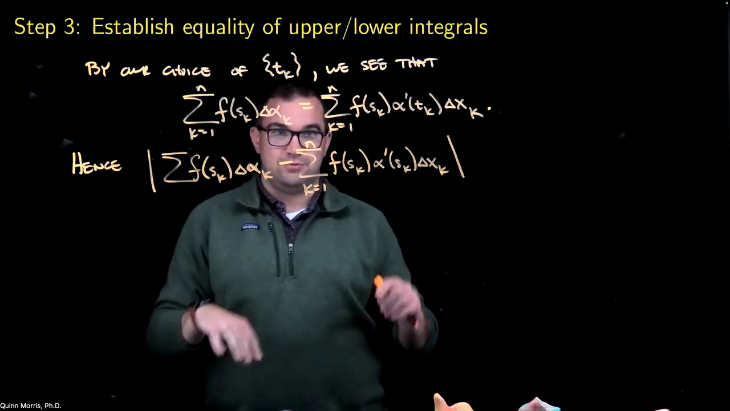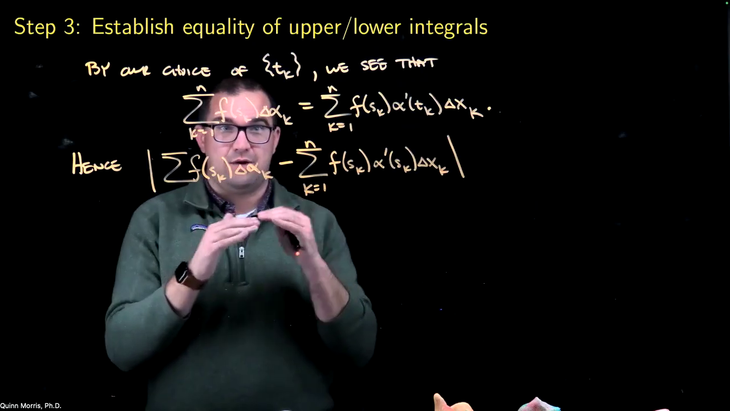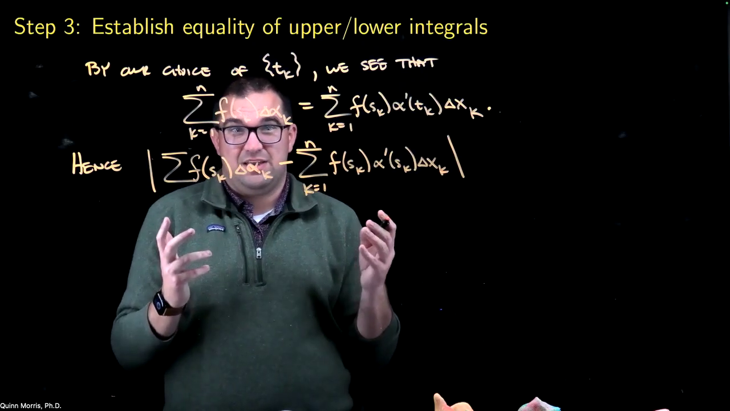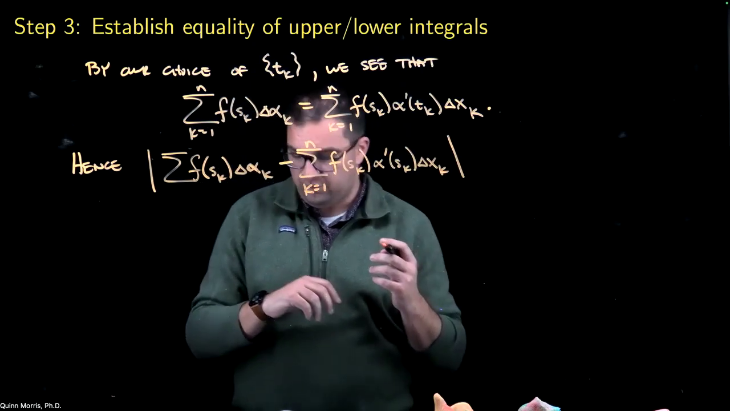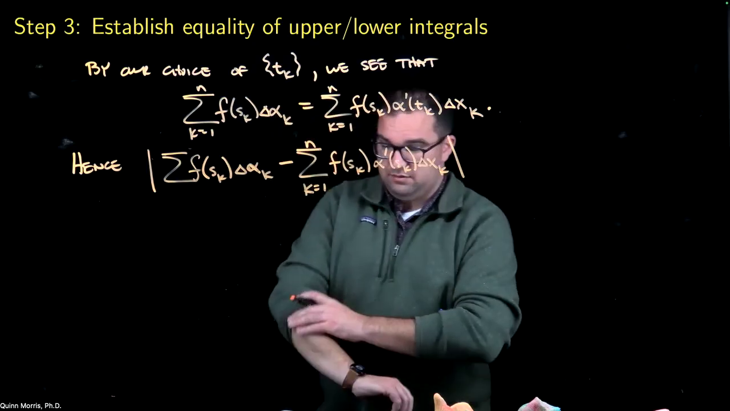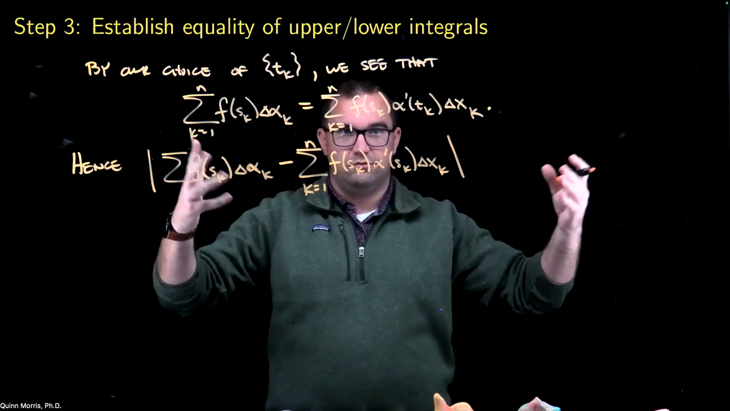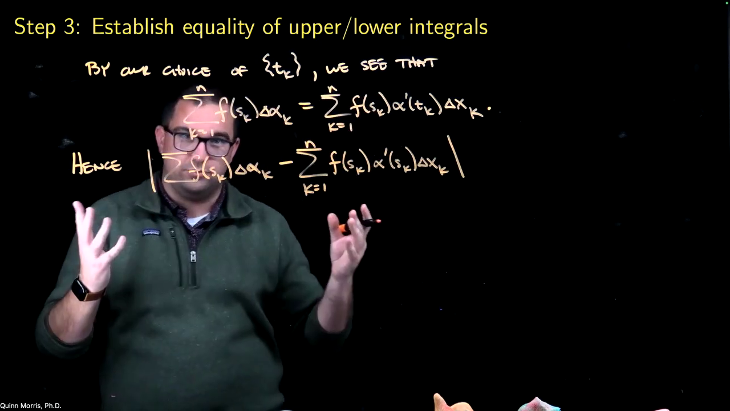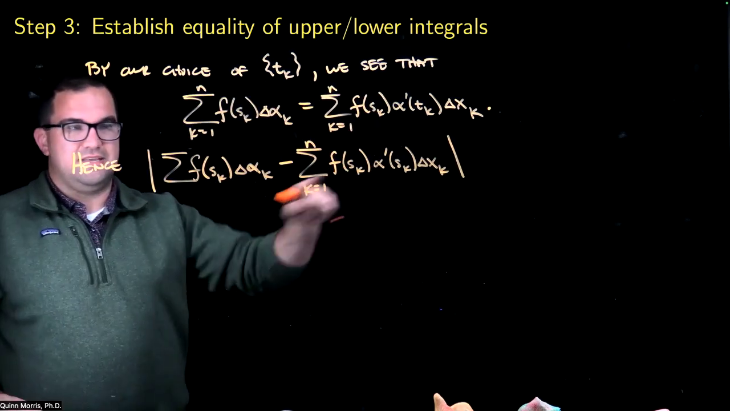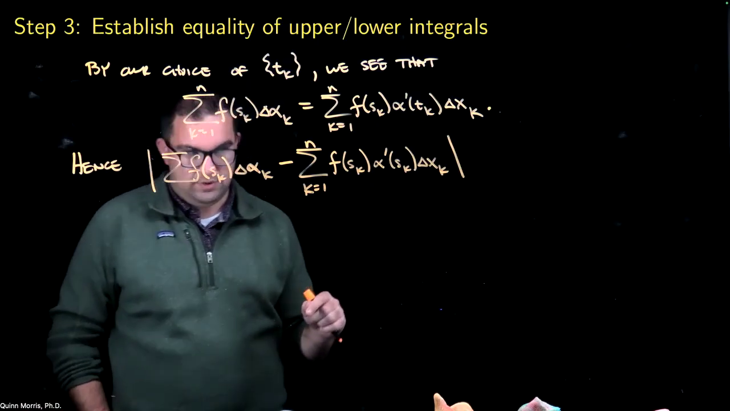So what I really want to do is show I can make these as close as I would like so that essentially they have to be equal. If I can make them arbitrarily close together, then their difference has to be sort of zero in some sort of limit, right? Which we'll have to also deal with. But let's see if I can make these arbitrarily close to begin with.